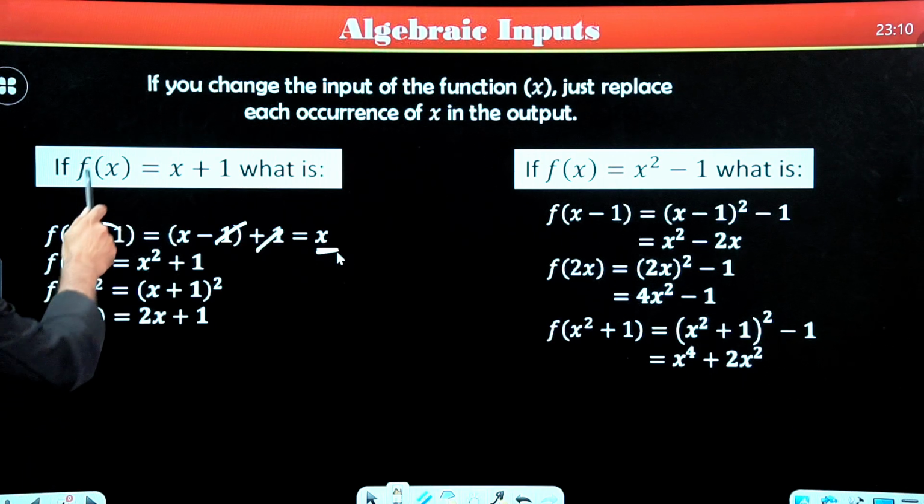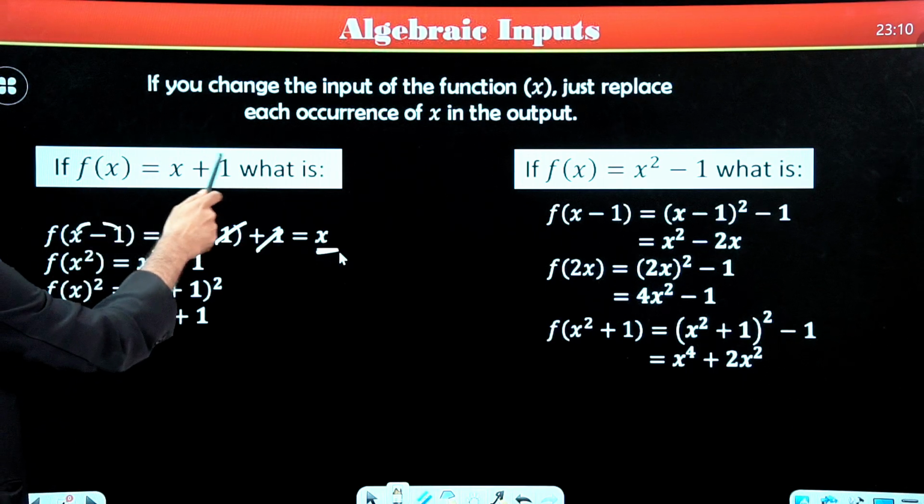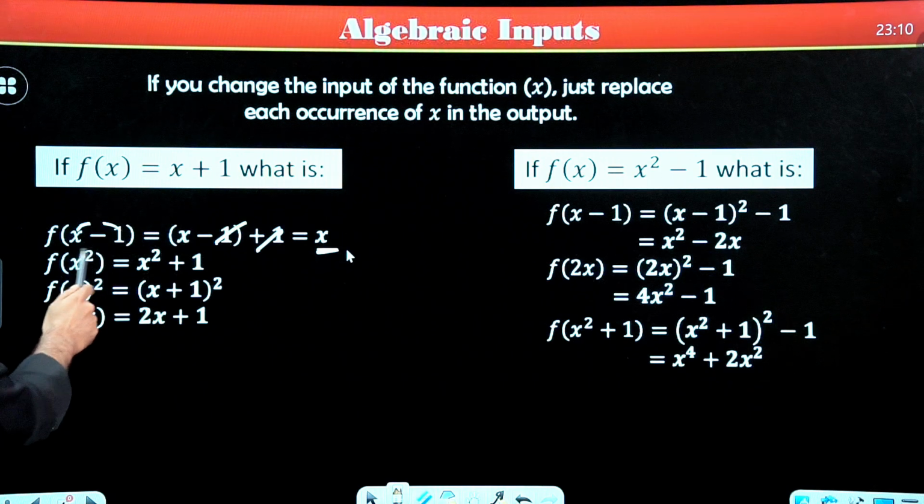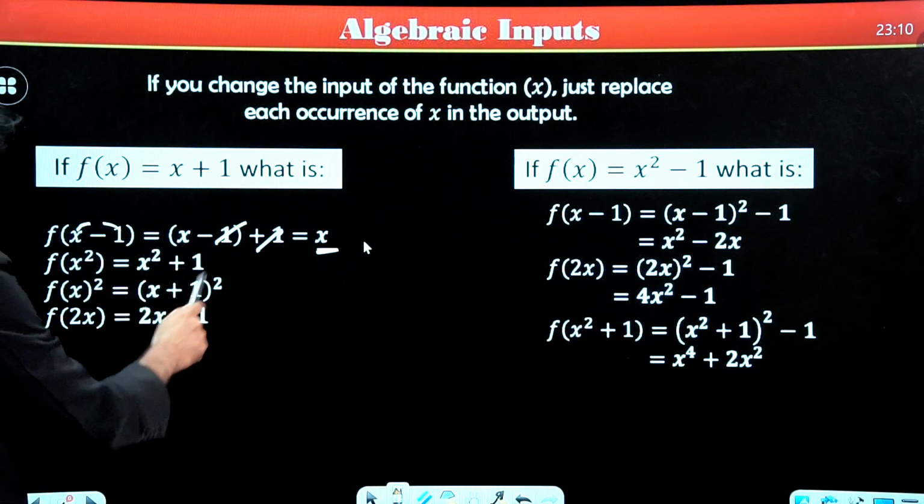And what about this one? Whatever we give as input, the machine will just add 1 to it. So x square is the input given here, so the machine will add 1 here. So x square plus 1 is the output.